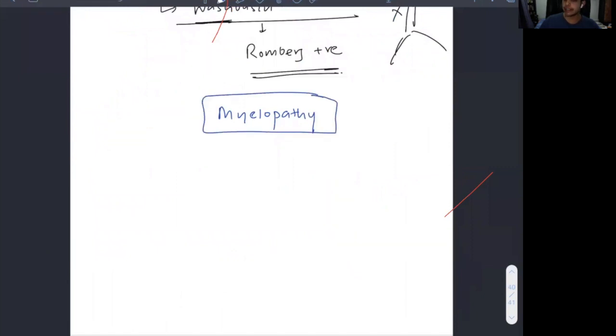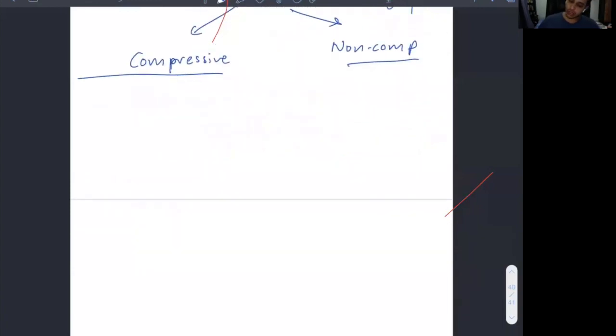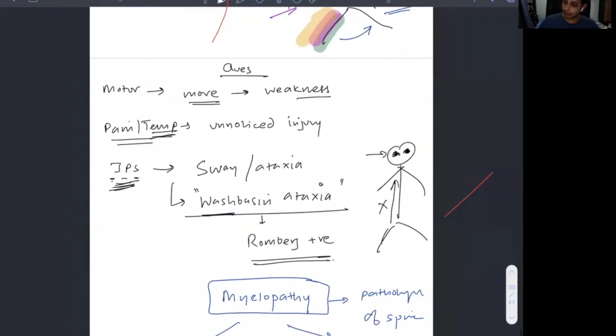So myelopathy is any pathology of the spine. And this could be a compressive or a non-compressive lesion. Okay. So what is the concept basically?